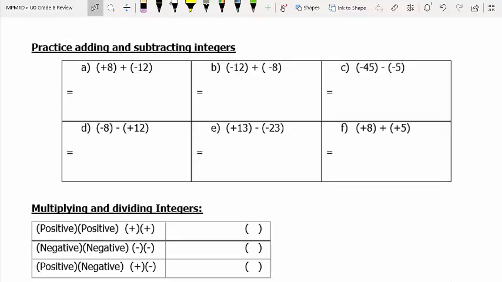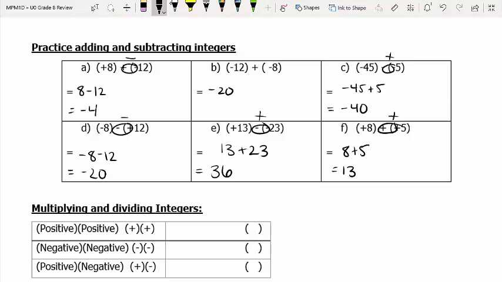Pause the video and try the next 6 examples. When you're done, check out your final answers with mine. Okay, check your answers with mine. Hopefully you were able to get each of these final answers. So that's adding and subtracting integers.